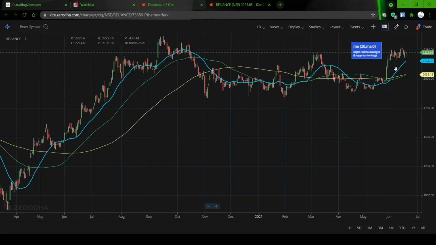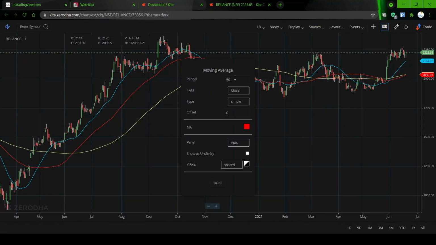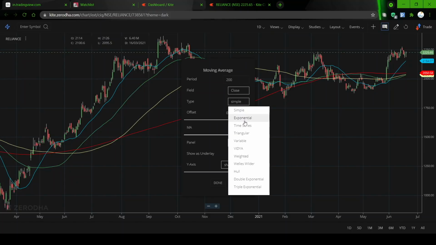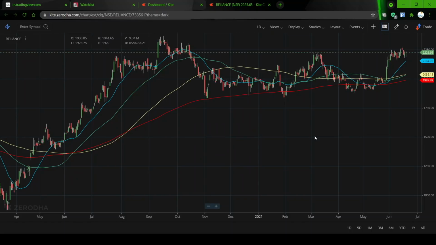Up to now, whatever we have put is a simple moving average. Now we will add the 200 moving average, which will be an exponential moving average. Just select exponential. It changes slightly, not heavily. We will keep it red. So this is how the stock has moved over the last 1 year.